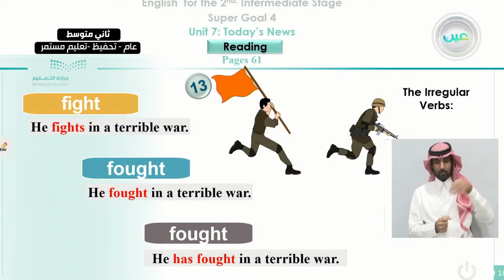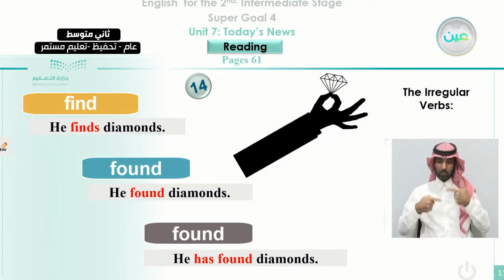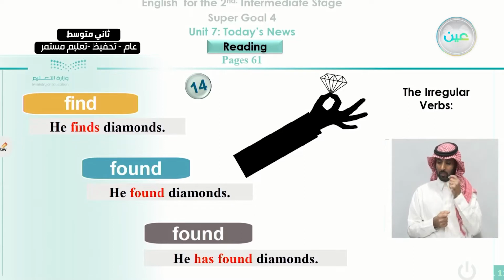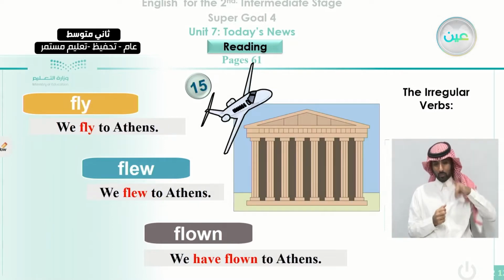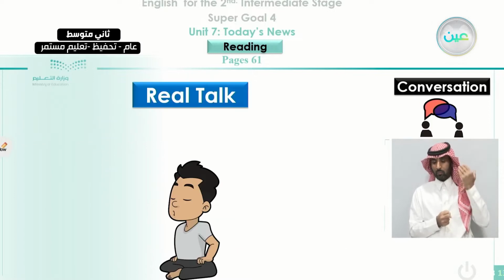Also the verb fight, the past of fight is fought, and the past participle is fought as well. Find, the past is found, and the past participle is found as well. Fly, the verb fly has the past form as flew, and the past participle is flown.